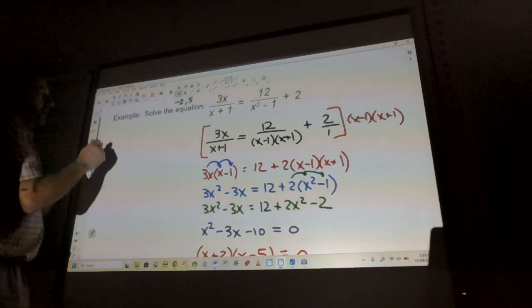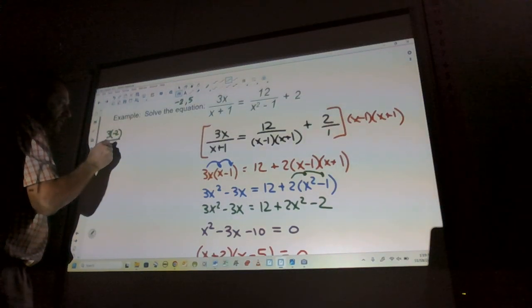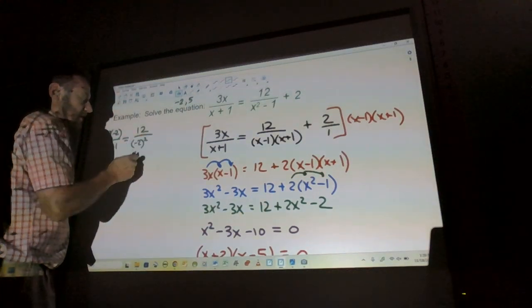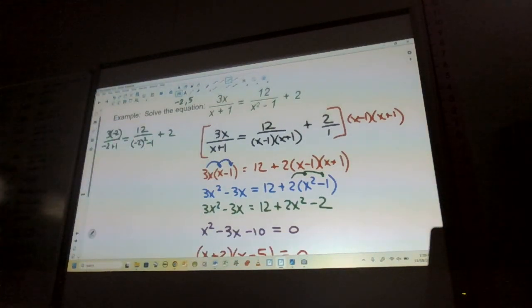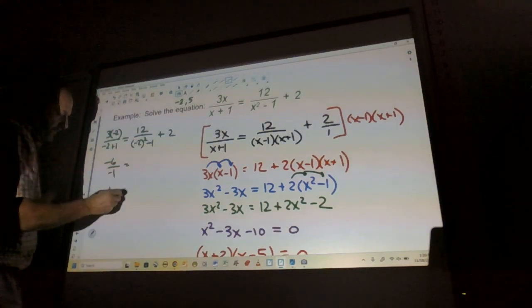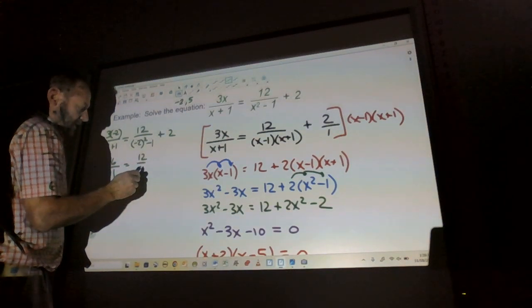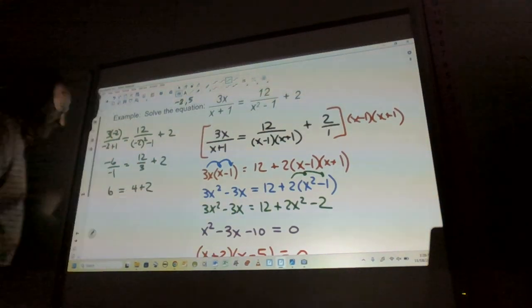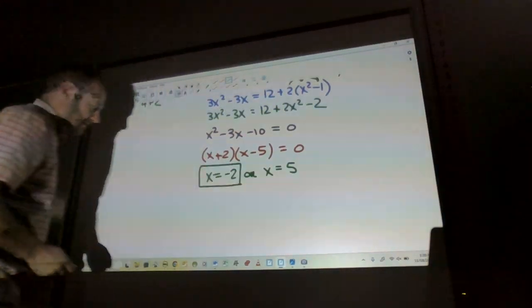Okay? So 3 times negative 2 over negative 2 plus 1 equals 12 over negative 2 squared, make sure that's in parentheses, minus 1 plus 2. So this is negative 6 over negative 1, which is just 6. This is 4 minus 1, so that's 3. And then that's 4 plus 2. Okay, that one works. So negative 2 is definitely an answer. I can go ahead and put a box around that.